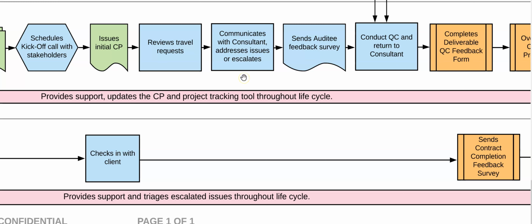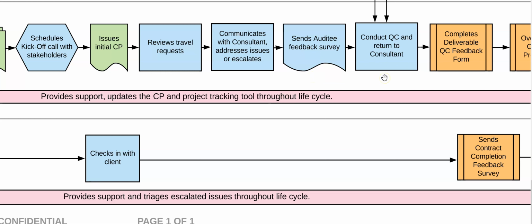The PM will be available throughout the course of the project and will escalate any issues as needed. For this reason, the project manager should be copied on all correspondence between the client, the resource, and/or auditee. As mentioned above, the PM will be the point of communication with resources and will address any issues or escalations necessary throughout the life cycle of the project. The project manager will also send out an auditee survey.